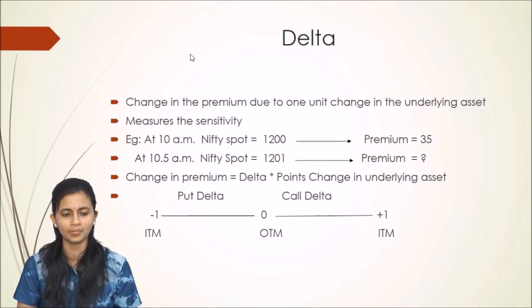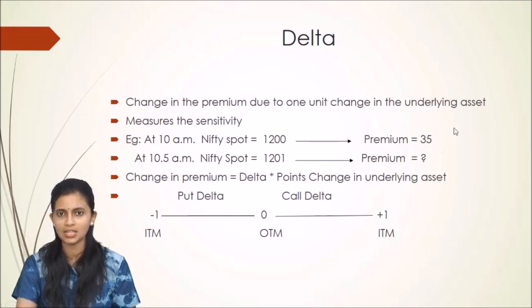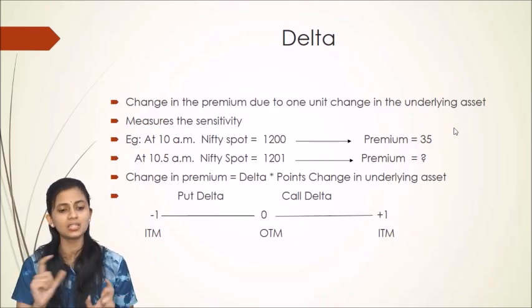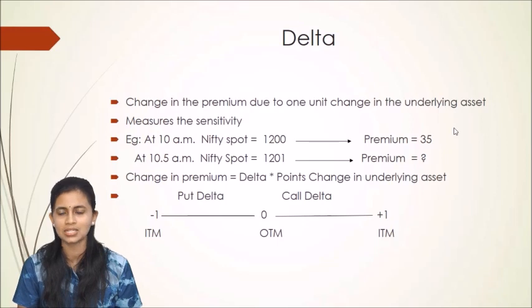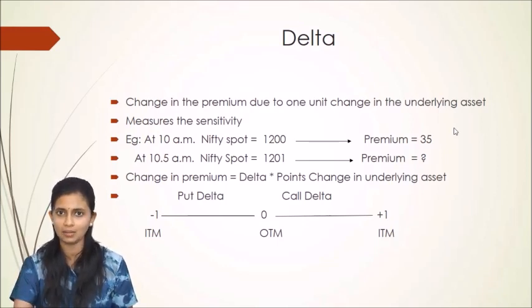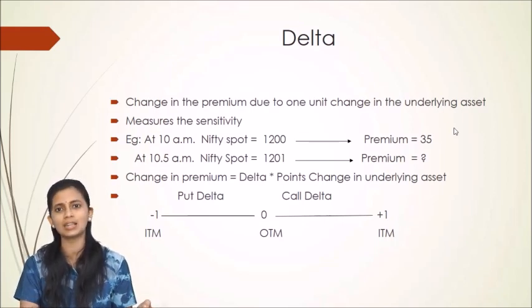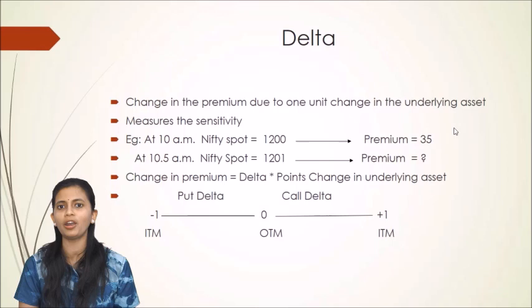First is delta. Delta is nothing but the change in the premium due to 1 unit change in the underlying asset. That means the underlying asset is nothing but the stock. If the stock value increases by 1 point, what will be the increase in the premium? This is given by delta. Say if delta is 0.5, that means if there is a 2 unit or 2 point increase in the stock, there will be a 1 point increase in the premium of that stock.